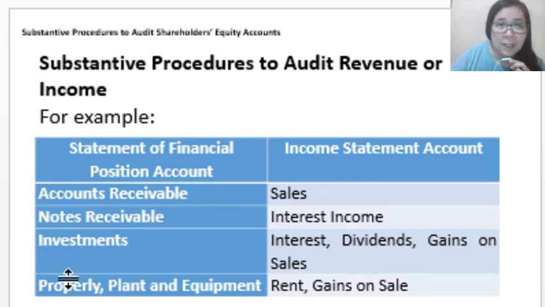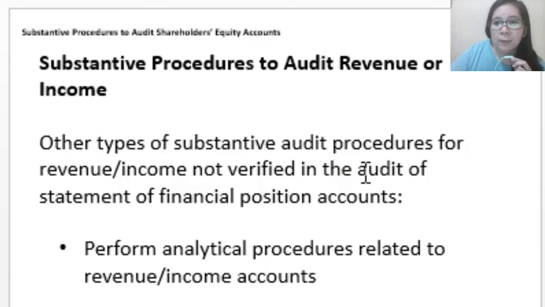For the investment, he may also simultaneously audit the interest, dividend, gains on sales, which are the income statement accounts. Lastly, for the property, plant, and equipment, which is an asset account, the auditor can also simultaneously audit the rent or gains on sale of such PPE, which is under the income statement accounts. This is how the auditor can do the audit for both the income statement and statement of financial position account simultaneously.